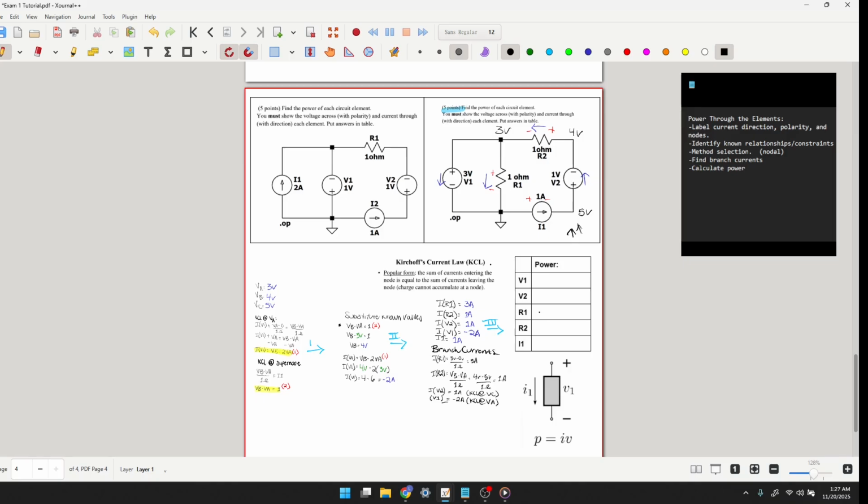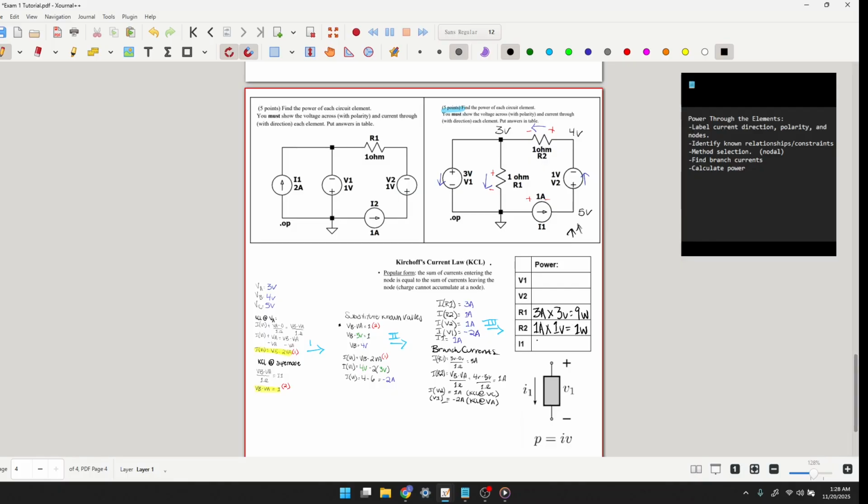Let's start with R1. We have that the current is equal to 3 amps. Ohm's law tells us that the voltage is going to be 3 volts minus 0 times 1 ohm. That's going to give us 3 volts, which is going to give us 9 watts. Let's look at R2. We have 1 amp for the current, and Ohm's law tells us that the voltage should be equal to 4 volts minus 3 volts times 1 ohm. That's going to give us 1 volt. And we'll have 1 watt.